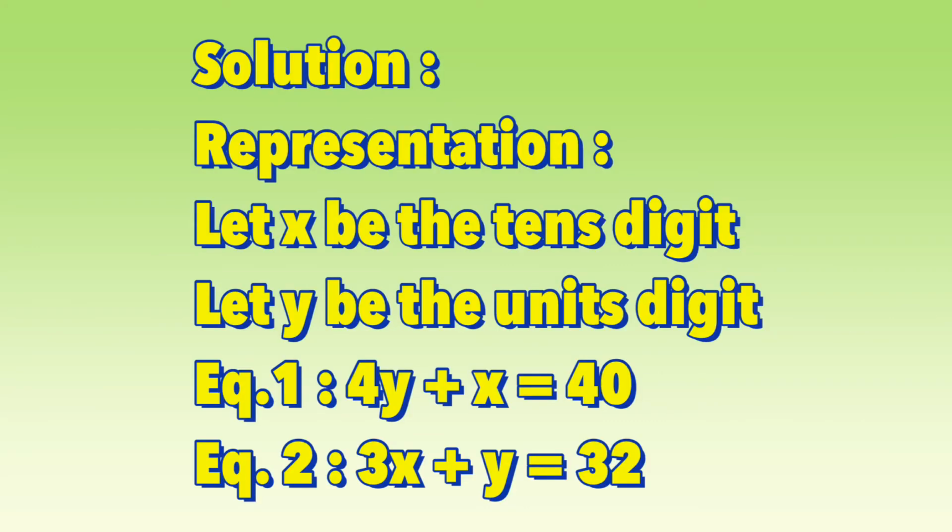So, same solution, we're going to make our own representation. In the representation, we're going to assign the variables x and y. Let x be the tens digit and y be the units digit. So equation 1: 4 times the units digit means 4y, plus x, the sum, equals 40. This is the first equation. And the second equation is 3x added to y equals 32.